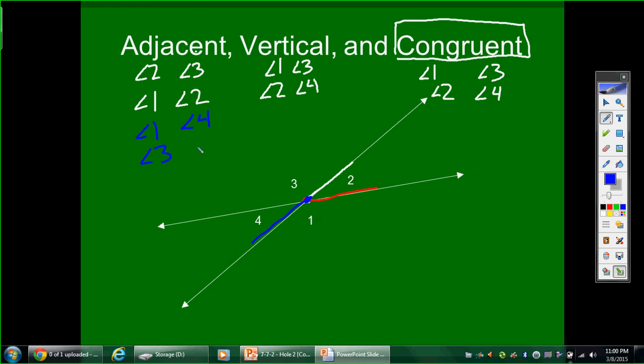And angles 3 and 4 share a vertex and share a side. So adjacent, in general terms, in math, anything that's adjacent basically is something that's beside. Adjacent means beside.